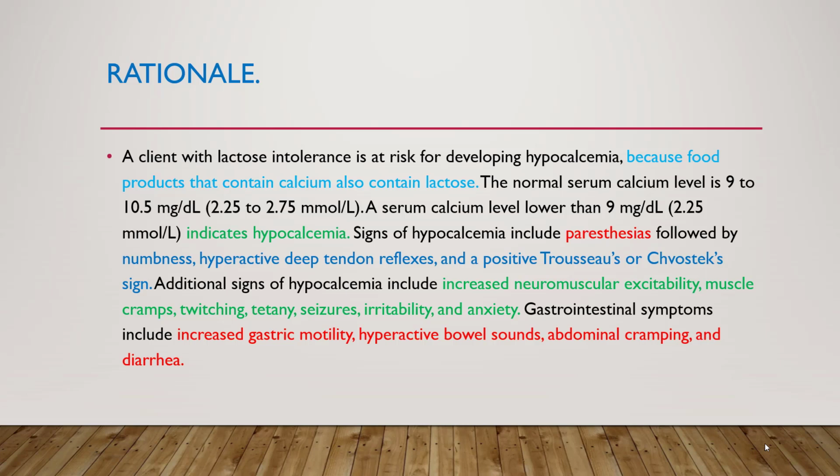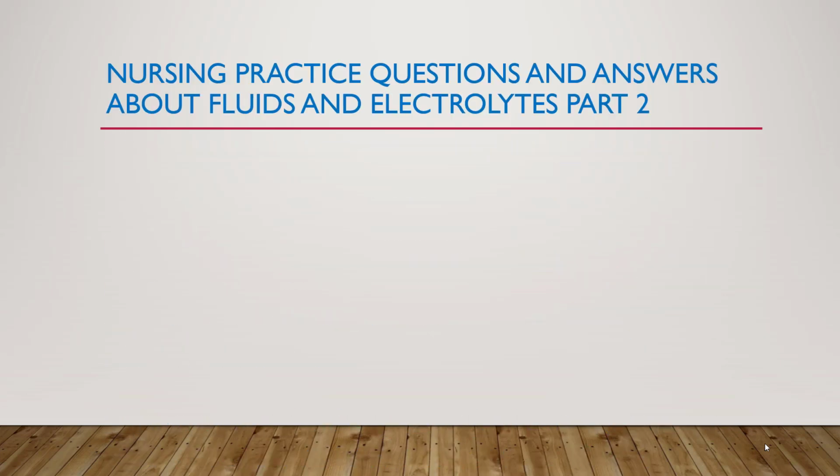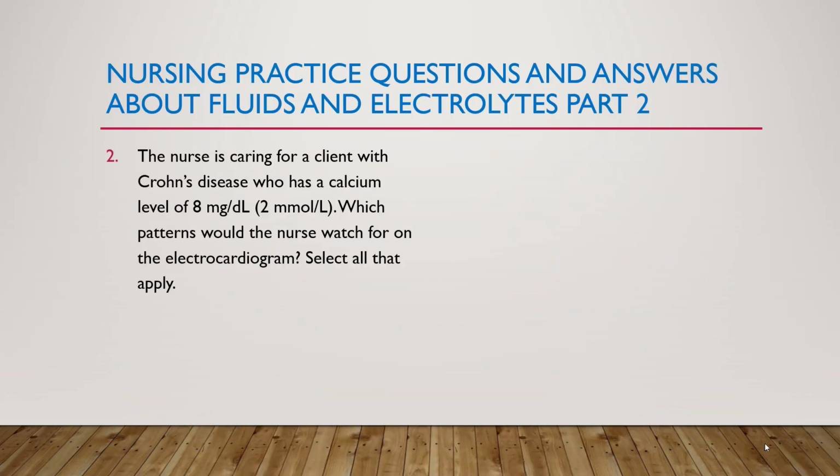Now let's move to the second question. The nurse is caring for a client with Crohn's disease who has a calcium level of 8 mg per deciliter. Which patterns would the nurse watch for on the electrocardiogram? So select all that apply.